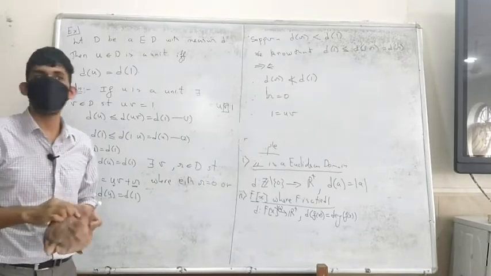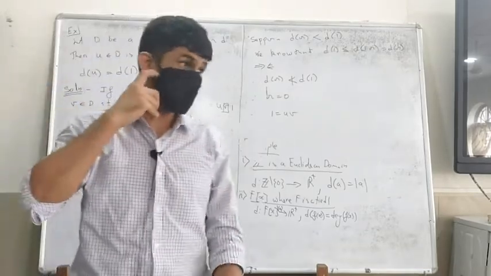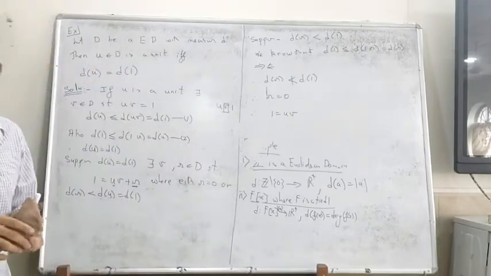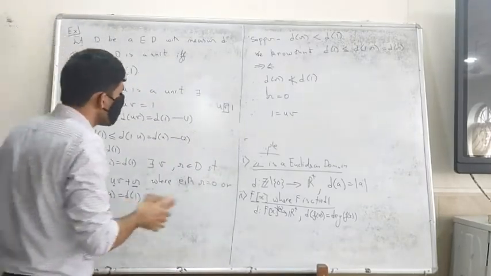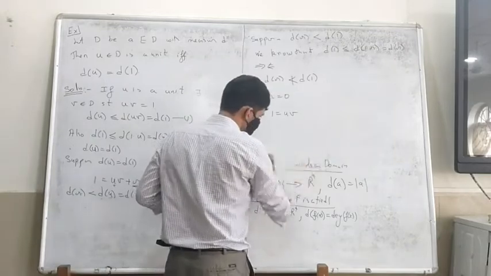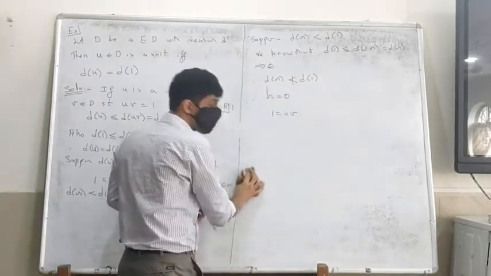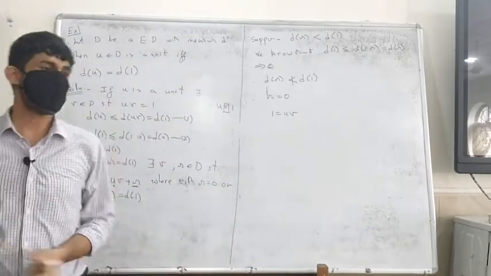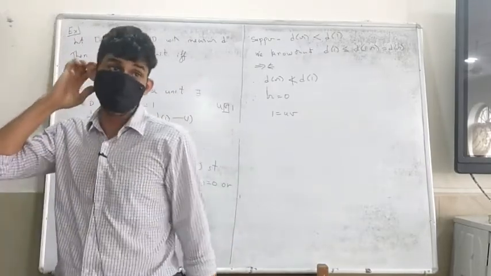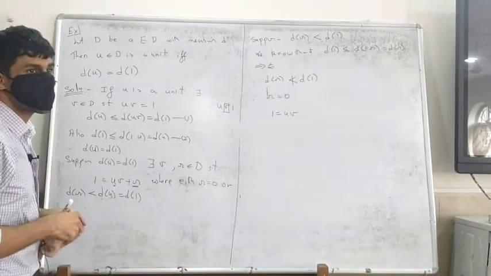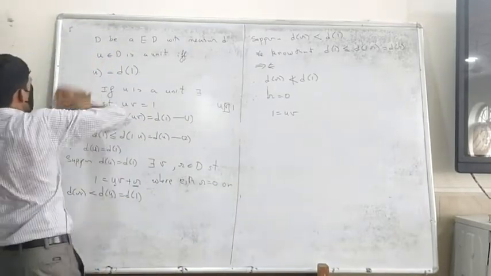Let's prove that every Euclidean domain is a principal ideal domain. Very simple proof to this. In fact, this simply imitates the proof of showing that F[x] is a PID. Exactly, you imitate the same proof. Okay, let's see how we do that.